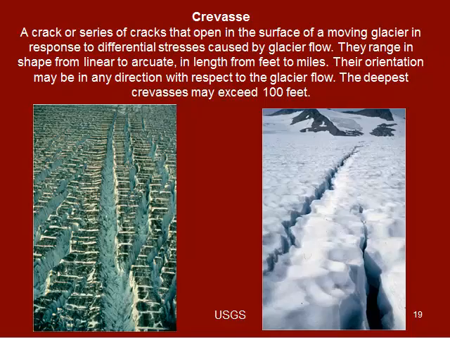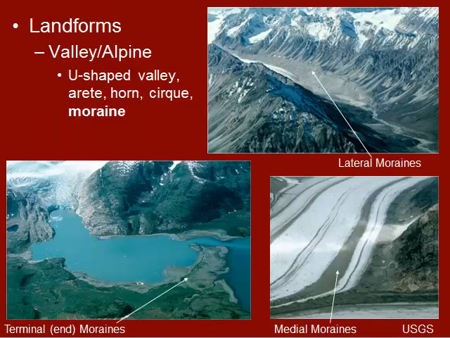We can also see crevasses that form in the ice when the ice flows over uneven topography or speeds up or slows down. You get these big cracks, and you'll be able to see these in some of the Google Earth images you're going to look at in lab.